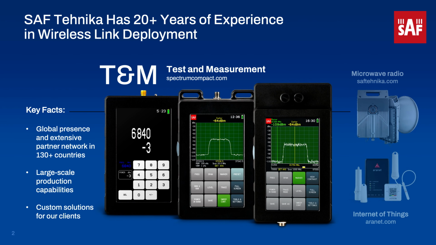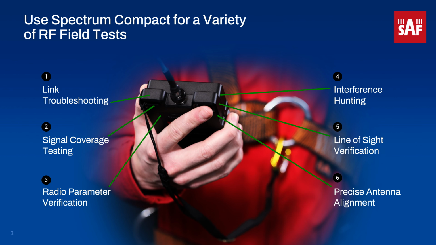The Spectrum Compact family is one of the business lines for SAF Tehnika, and it consists of handheld Spectrum Compact spectrum analyzers and signal generators. Spectrum Compact is a tool designed for radio frequency verifications in the field, to do various link troubleshooting, signal coverage testing, and radio parameter verifications. This is the application that we will be showing today in this webinar.